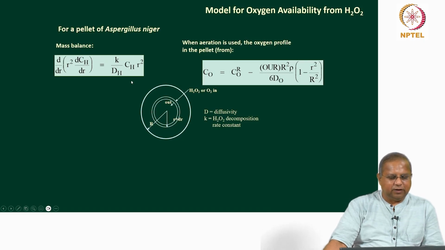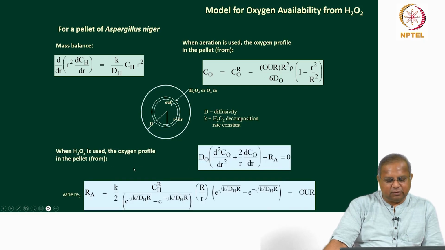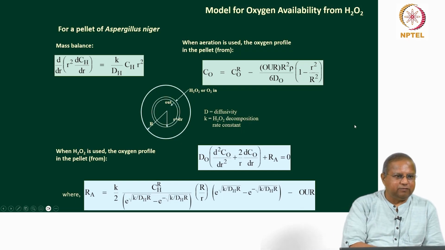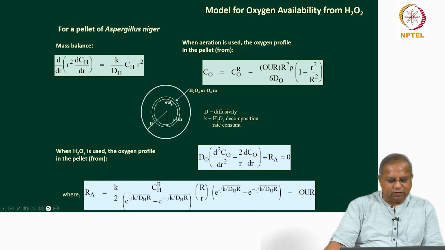this is a pellet of A Niger with just the hydrogen peroxide. This is when aeration is used, you will have this relationship for the oxygen concentration. And when hydrogen peroxide is used, the oxygen profile will turn out to be like this. The reaction rate is given through various different literature information. We got this expression for the Ra here, the reaction term here.